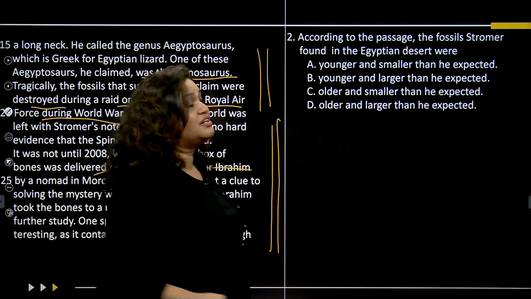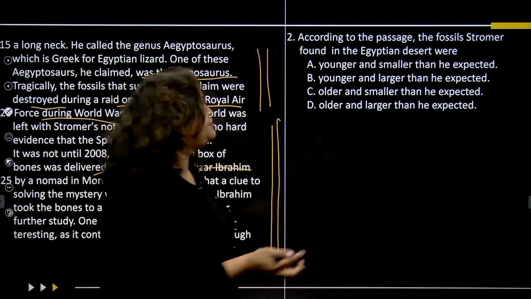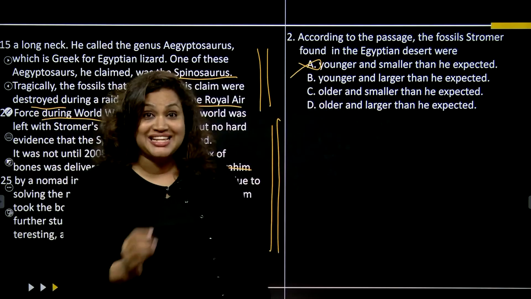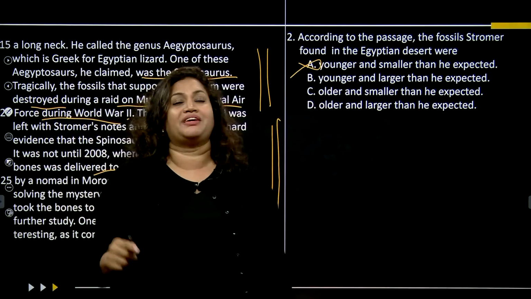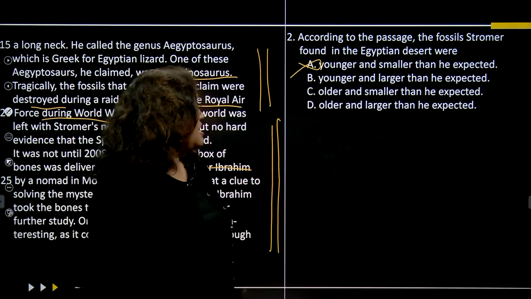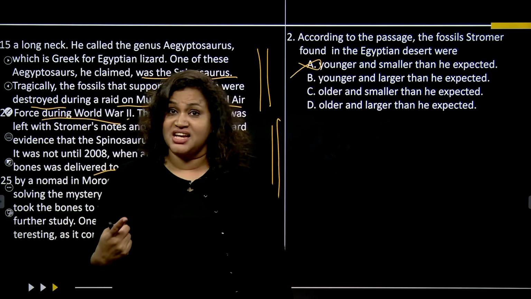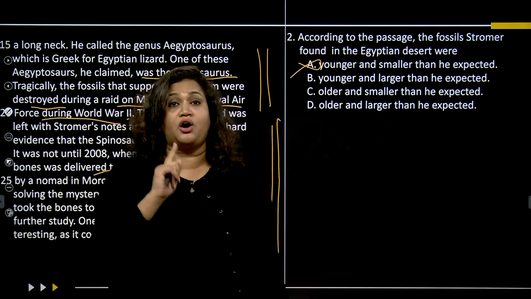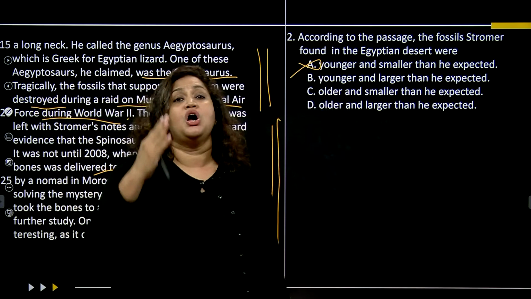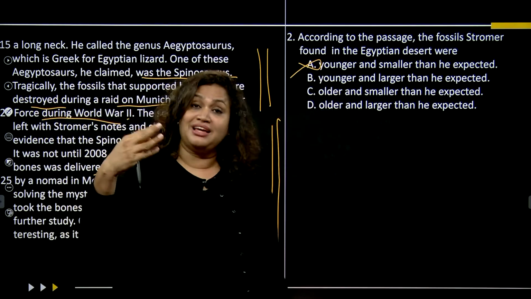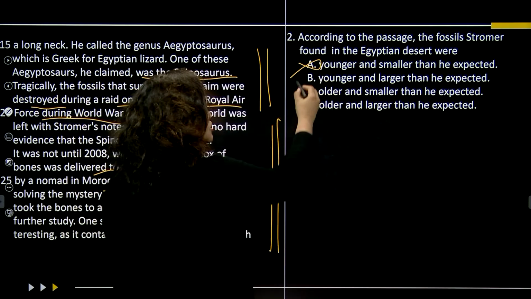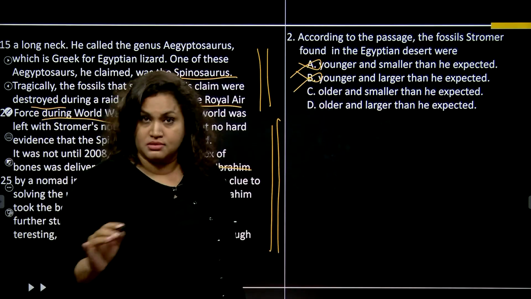Okay, so younger and smaller than he expected? No, that is not the right answer. Let's eliminate as much as possible so that we can narrow down on the right answer. Younger and larger than he expected? They were not younger, because they got it 97 to 112 million years prior. So both these options that have younger are out.